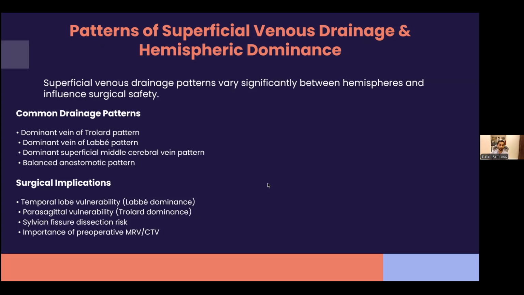Then you have the superficial middle cerebral vein itself being dominant in some cases, draining anteriorly into the cavernous sinus or sphenoparietal sinus without strong anastomotic connections. Again, just to stress, there's high variability in this section of the cerebral venous system. So it's important to look at preoperative MR venography, CT venography, or venous phases of angiography if available, particularly in dominant hemisphere surgery, temporal lobe approaches, or parasagittal resections.